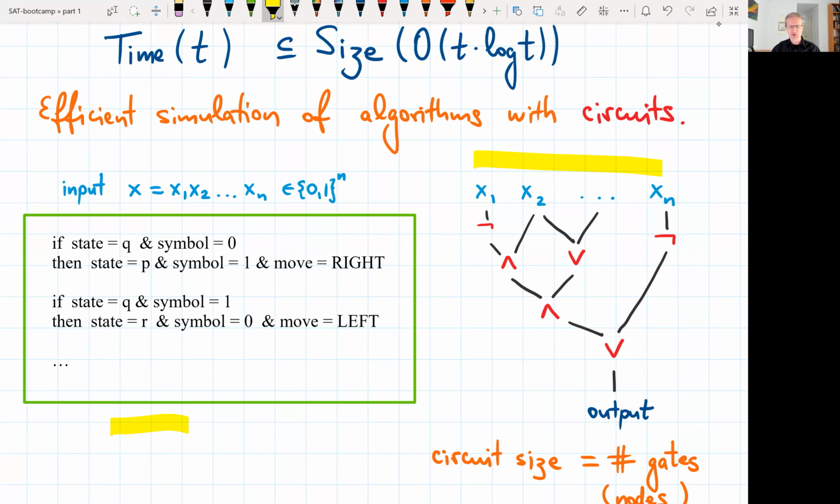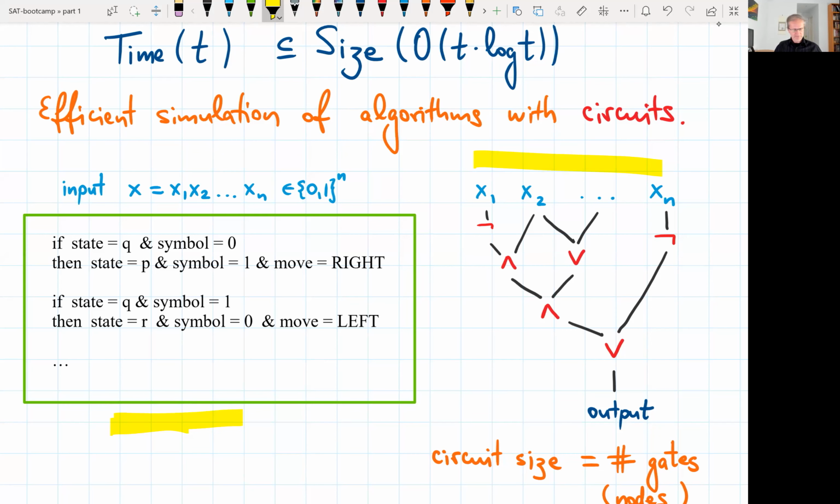Right, let's show that efficient algorithms can be simulated with circuits with only a small loss in the circuit size, namely time t can be simulated by Boolean circuits of size t log t. To remind you, we have two models of computation. We have the standard model of Turing machines on the left-hand side here.